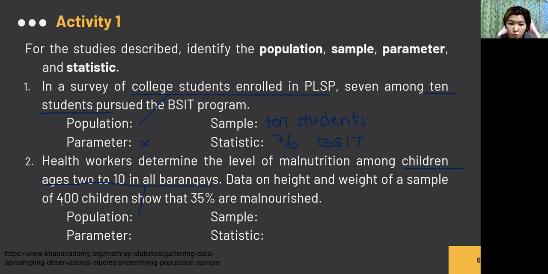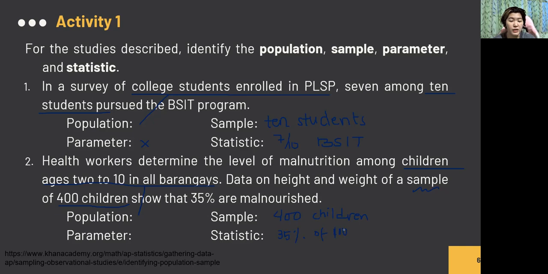Okay? Now, in this case, for us to know the malnutrition levels, sampulan lang natin yung 400 children. Ito pati yung keyword, may sample. So, do we have any parameters here? Ang wala naman, no? They did not say any data about the ages 2 to 10 years old in all barangays. But they were able to make a statistic that 35% of these 400 children are malnourished. Okay? So that is how we determine population, sample, parameter, and statistic.